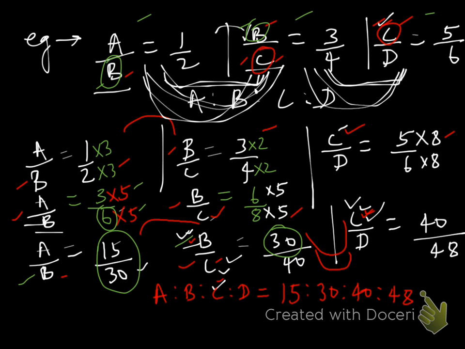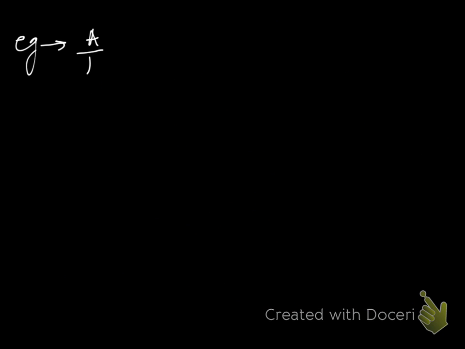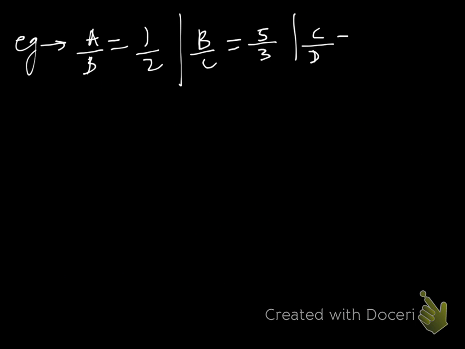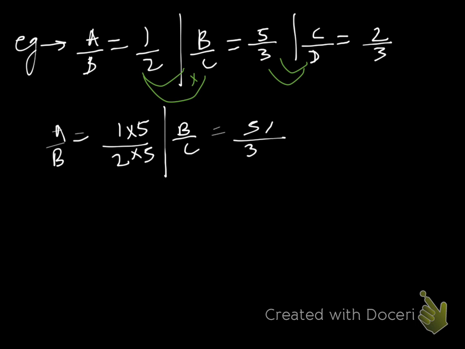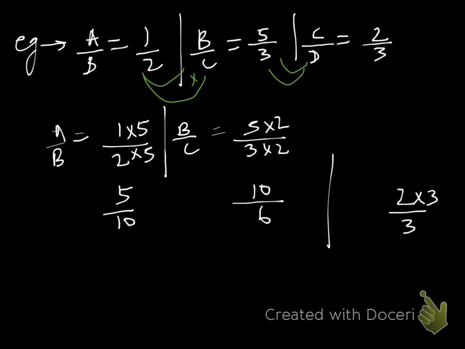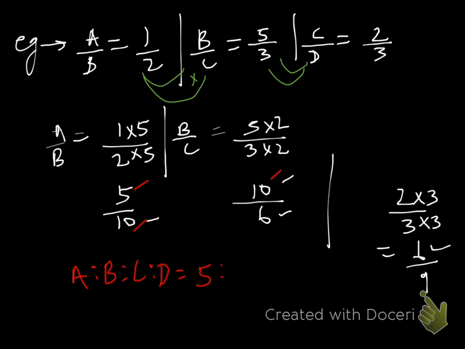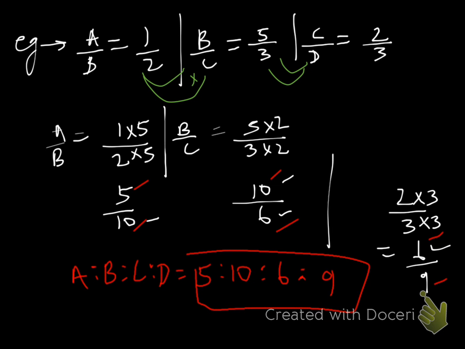Okay, I'm giving you another example to solve for yourself. a by b is this, b by c is this, c by d is that. Okay, try to balance it. I'll show you the answer, or you can pause here and move on to the answer later. So the answer: we balance a by b, we balance b by c, then we'll balance c by d. The a by b ratio does not go out of sync, so a is to b is to c is to d. You can check your answer here: 5 is to 10 is to 6 is to 9.